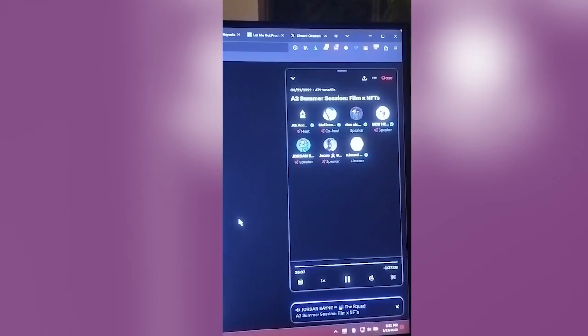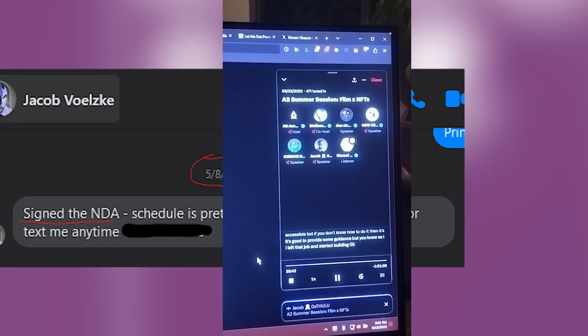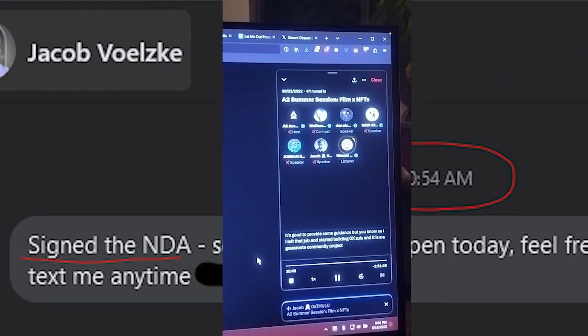So y'all see that they move one way, they message the opposite, and they confuse and defraud you. That's what they're doing. I'm pretty much the instigator behind the Film 3 movement and the chief architect behind that. And you know, the squad's the foundation of Film 3. So I left that job and started building 0xThulu. And it is a grassroots community project.